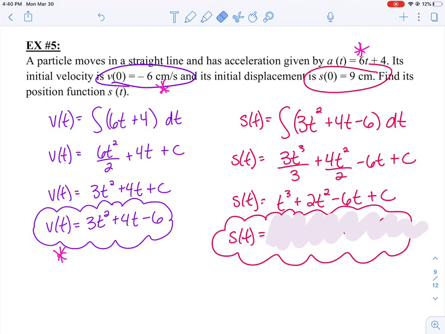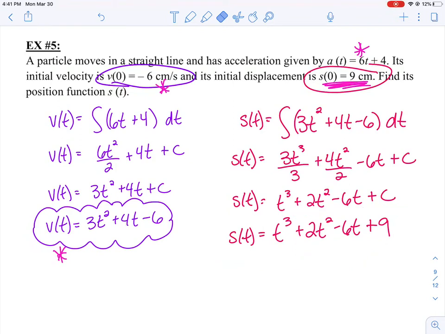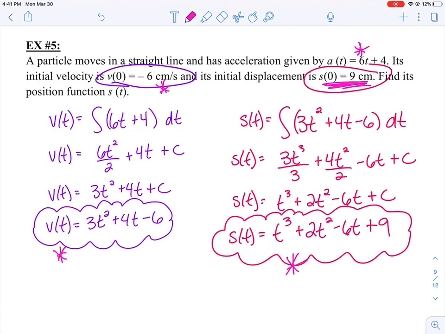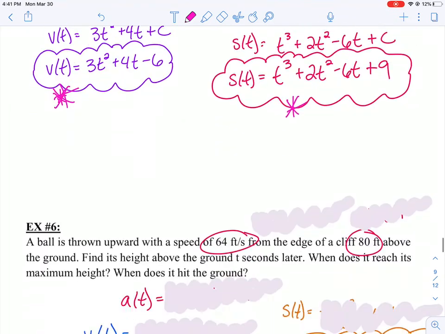So do we know any initial position or initial conditions in my position? Well, I know when t equals 0, my position was 9. So that should help me plug in zeros for time and 9 for my position and figure out that c is +9. So now I have an exact position function of t cubed plus 2t squared minus 6t plus 9. I can find the position at any moment, I can find the velocity at any moment, and I can also find the acceleration at any moment, all by finding the antiderivative twice and knowing some initial conditions.